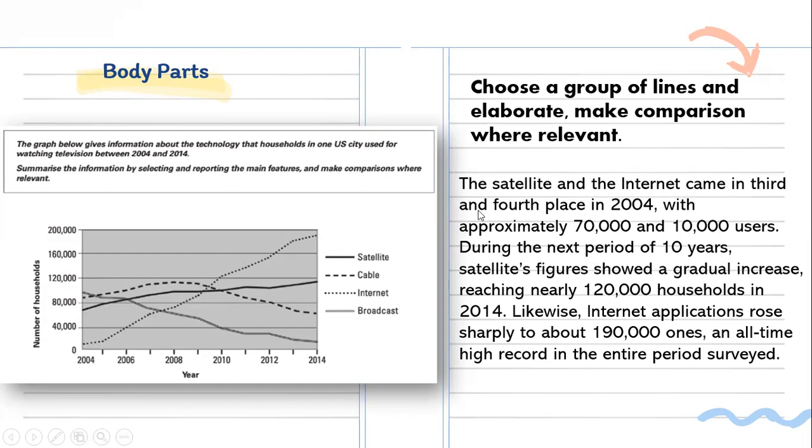The satellite and the internet came in third and fourth place in 2002, with approximately 70,000 and 10,000 users. During the next period of 10 years, the whole period, satellite figures showed a gradual increase, reaching nearly 120,000 households, and likewise the internet applicants rose sharply to nearly 200,000.